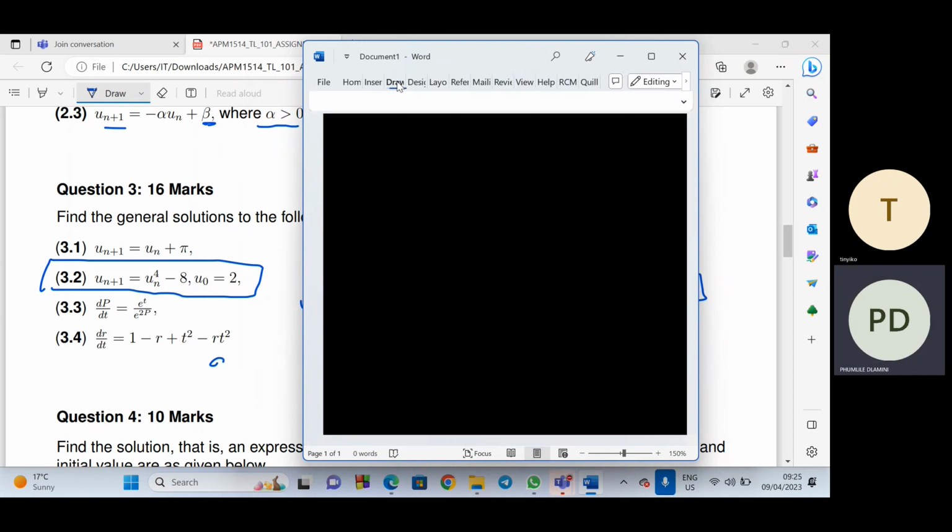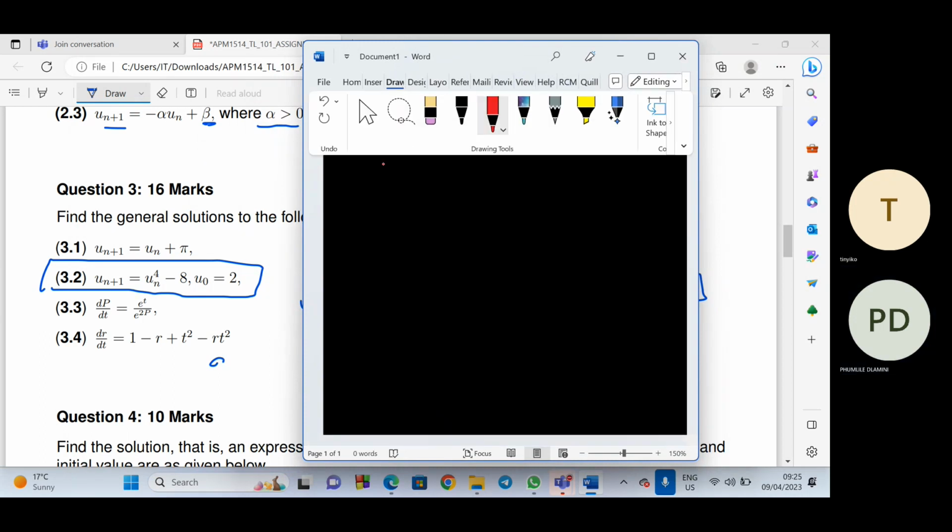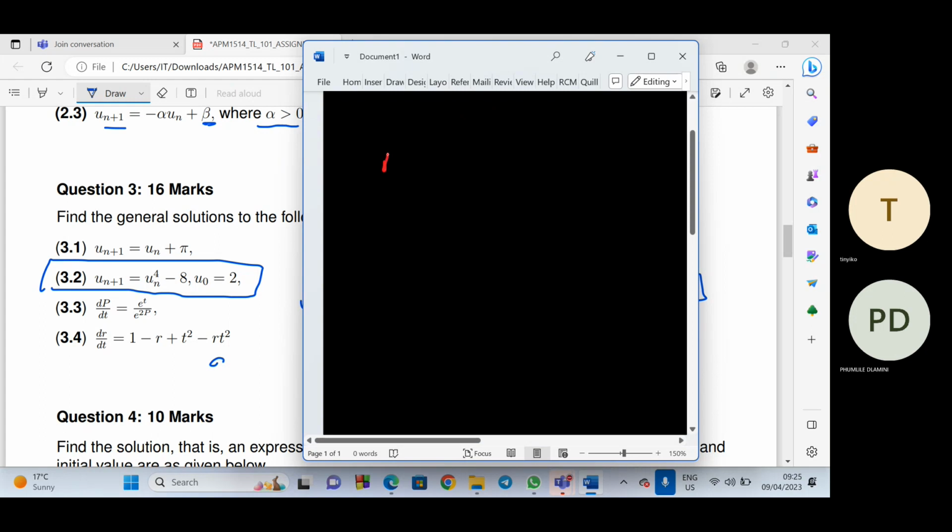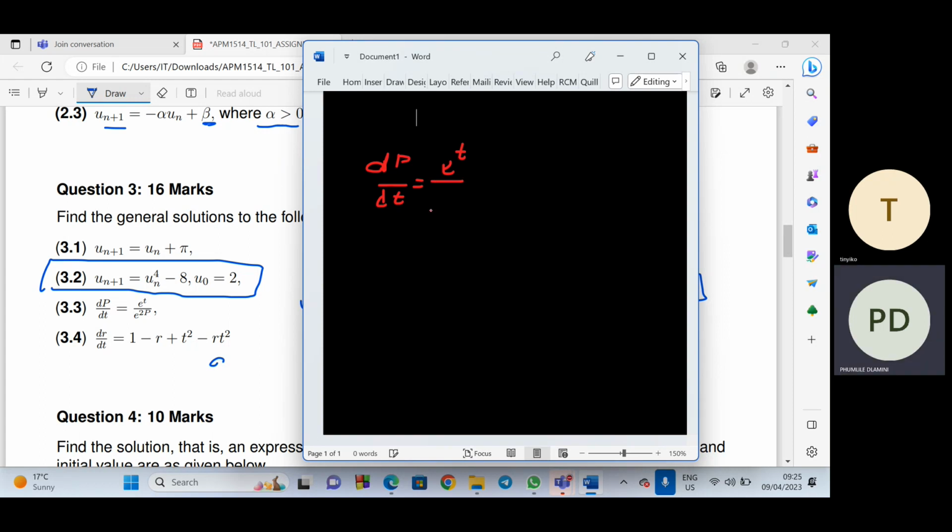So here is the question: dp over dt equals e to the power t over e to the power 2p.